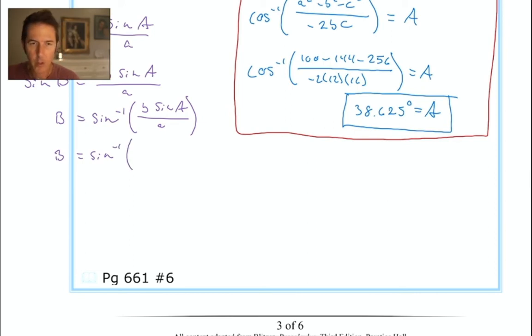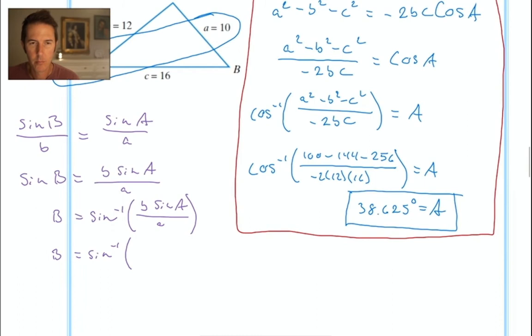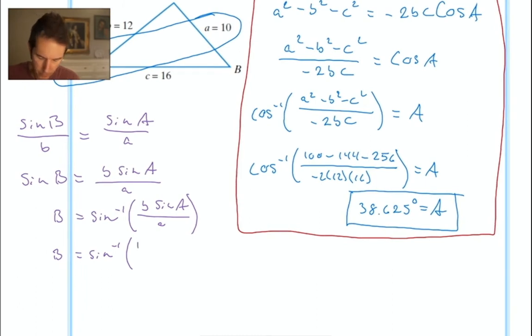Side length B was 12 times the sine of, now if I was using my graphing calculator, I would have stored the measure of angle A in my calculator, but since I don't know how to do that on the single line entry, I'm going to use the decimal approximation of 38.625. And then we'll divide all of that by side length A, which is 10. B equals, let's go into the scientific calculator.